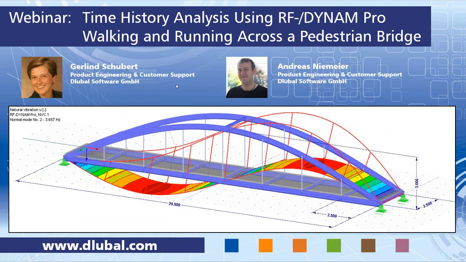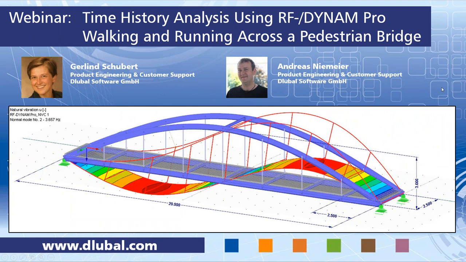We want to talk about time history analysis today and how to use RF-Dynam Pro, and we will simulate walking and running across a pedestrian bridge. My name is Gehen und Laufen. I will demonstrate the webinar today and I will show you the example in RF-EM, and my colleague Andreas Niemeyer will help me throughout the webinar answering all your questions.